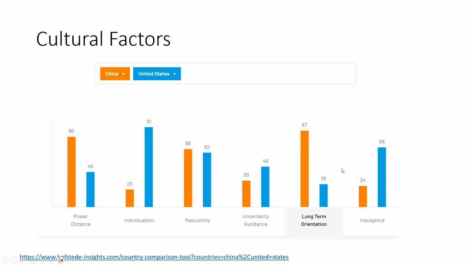And then indulgence. Here's a factor that I find interesting is how disciplined they are, and China as a culture has a much lower level of indulgence, so much more disciplined. So that's a pretty powerful thing both for health as well as for economic well-being.